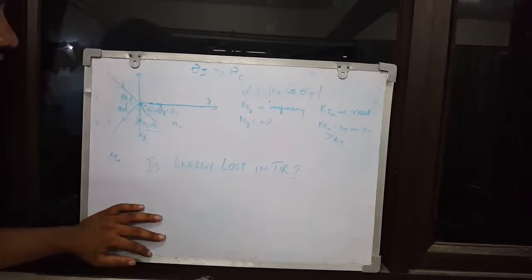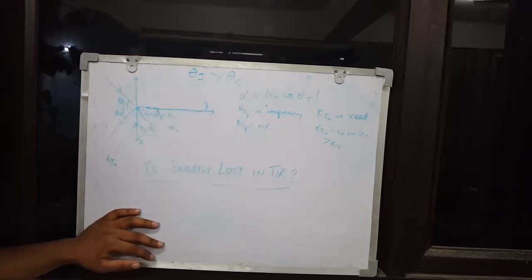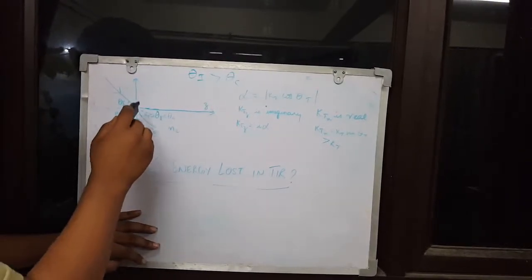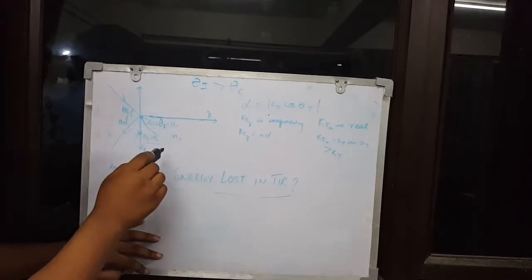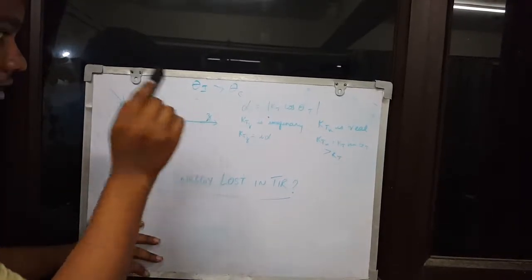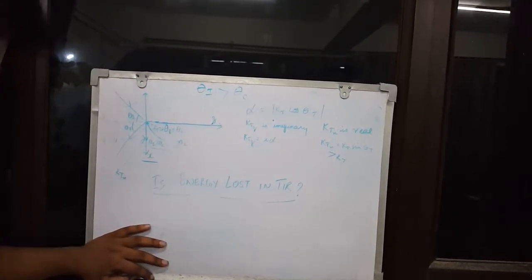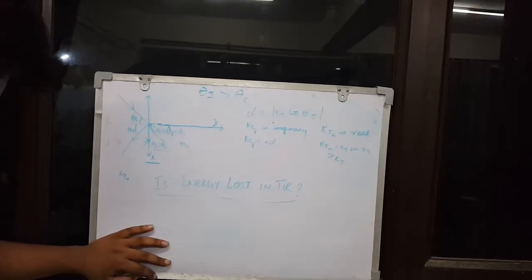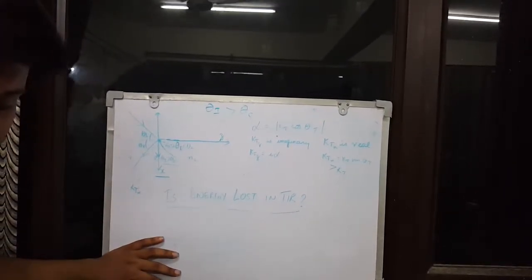So now the primary question that arises is: is there energy lost in TIR? Well, as we mentioned, since the direction of propagation is the x direction and the direction of decay is perpendicular, that is in the z direction, there is as such no energy lost. What happens is that the total energy is actually conserved and the energy only decays in the z direction.